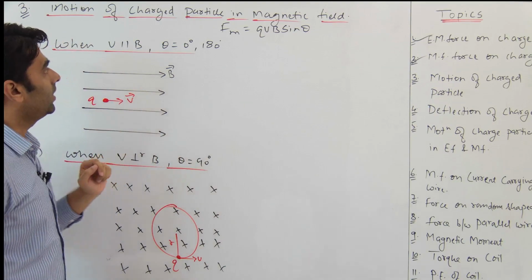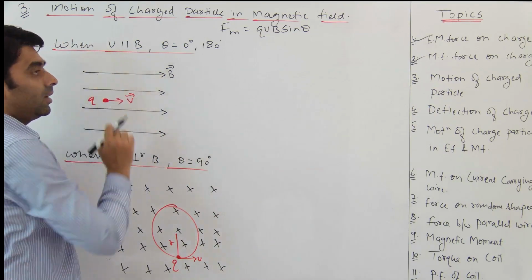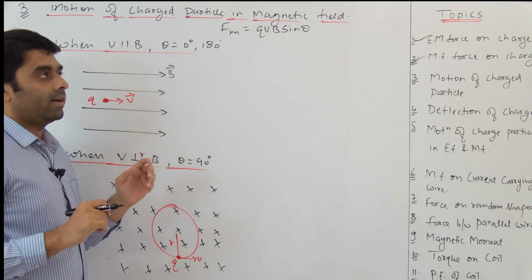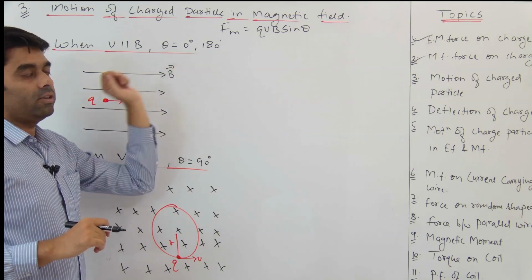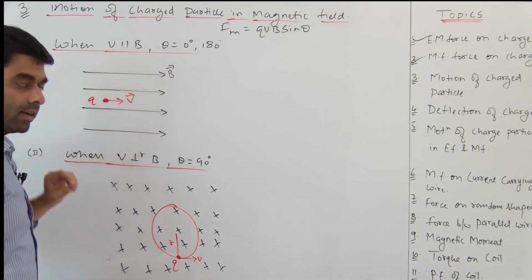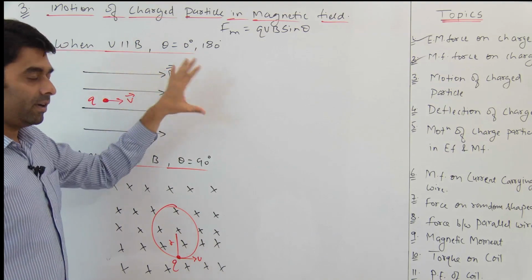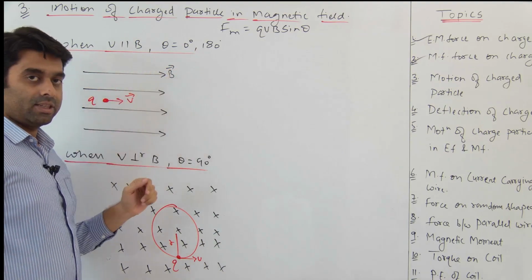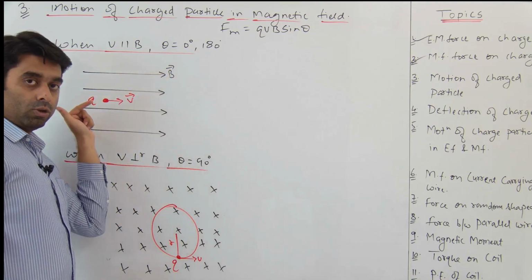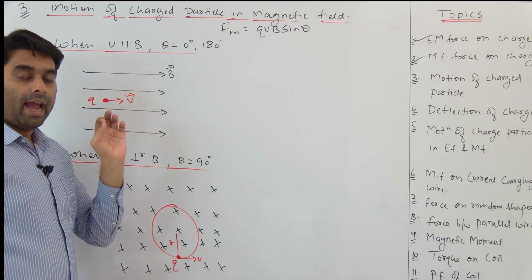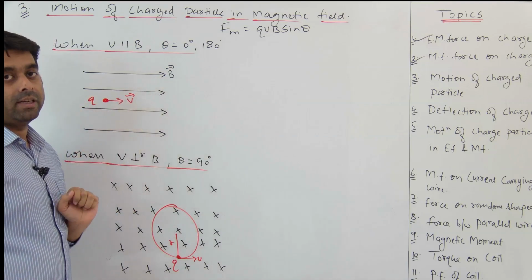The first one is when velocity is parallel or anti-parallel to the magnetic field. That means the theta value will be 0 degrees or 180 degrees. I have taken an example. Let's suppose the magnetic field is horizontal, in the positive x direction. A charge q is moving with velocity v. The angle between velocity and magnetic field is 0 degrees.